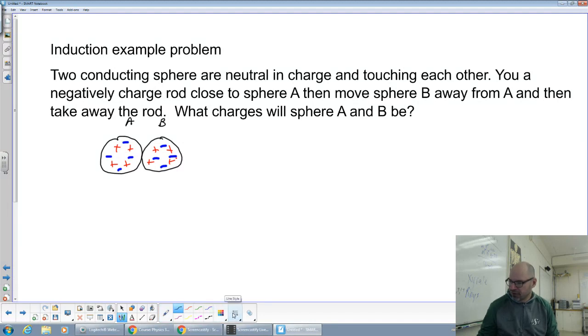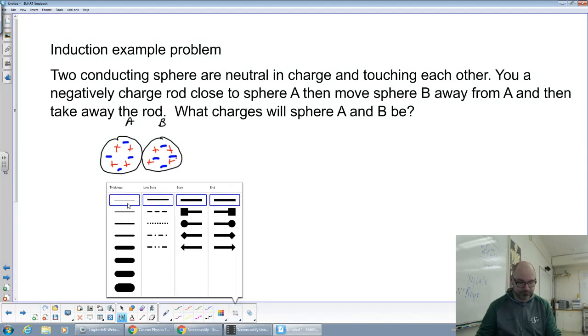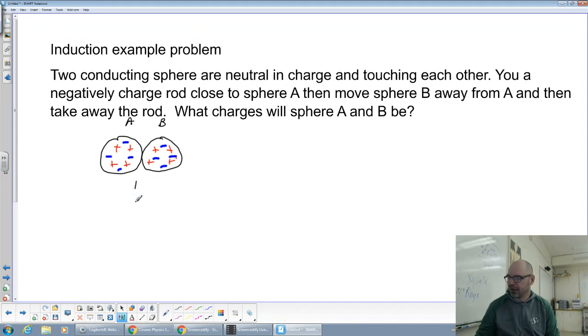Then it tells us in the problem here, Problem 1, they're touching. Then you bring a negatively charged rod close to the spheres, close to sphere A, so close to this one. So if we bring a negatively charged rod, which are the ones that move, close to, but not touching it, what's going to happen to both of these? Well, they're still touching.